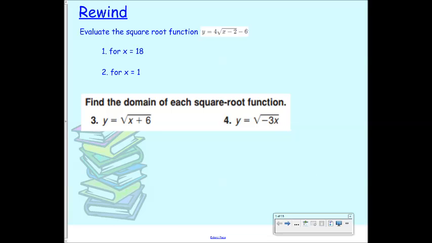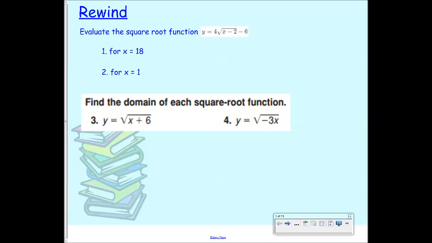All right, so we are going to talk today about radical functions. On Tuesday of last week, we did square root functions, and a square root function meant it was any equation. What makes something an equation? It has an equal sign, right? So a square root function is an equation that has a square root in it.